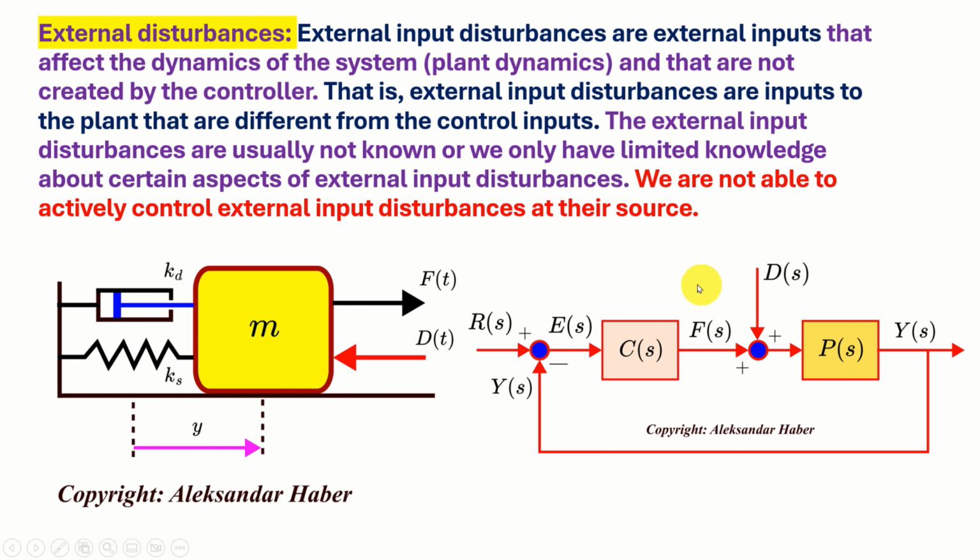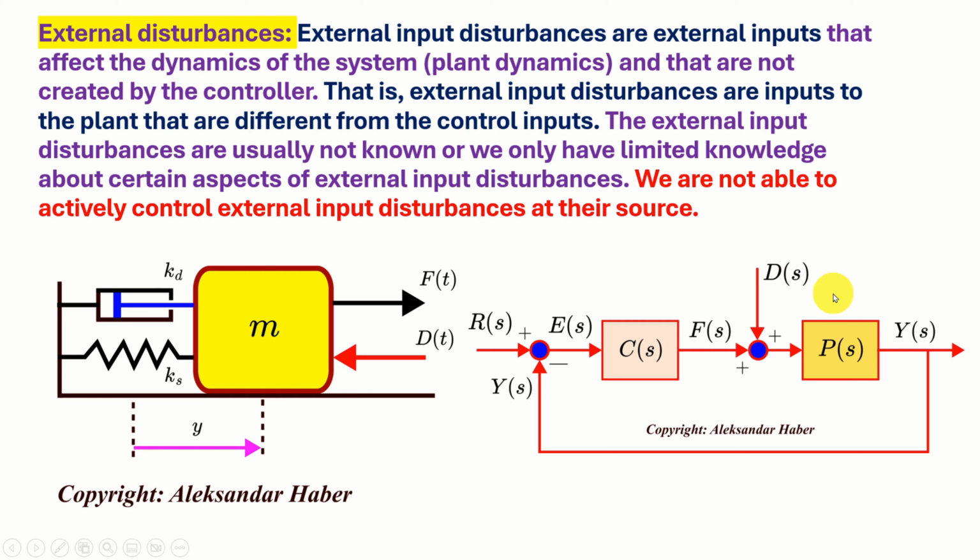If you now look at this block diagram, you will see this control input over here, which is an input itself. However, this input is determined by the controller, and we have complete control of this input over here. However, there are also inputs that affect our dynamics and that are not determined by the control algorithm. And these inputs are called the external input disturbances.